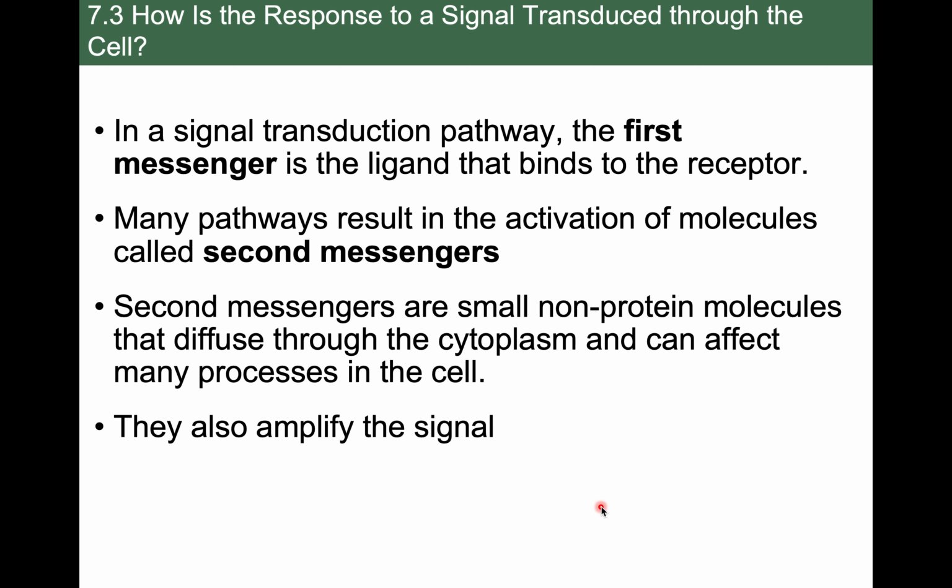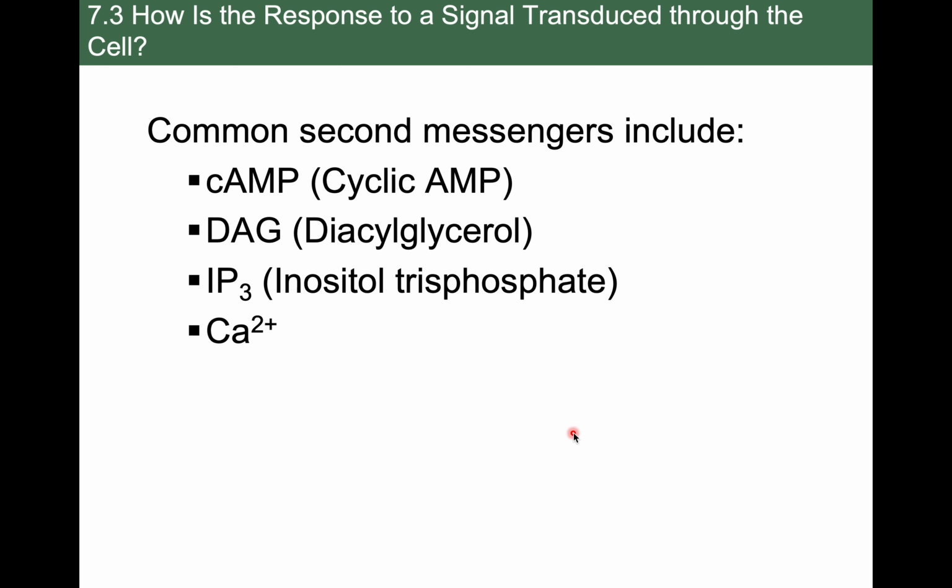Okay, this is the second half of Chapter 7, where we were talking about this idea of second messengers, right? Remember, the first messenger is the signaling molecule, the ligand that's going to bind to the receptor, typically at the cell surface. But then most of these pathways also involve molecules called second messengers, which are by definition always small non-protein molecules that help amplify and carry that signal through all the parts of the cell.